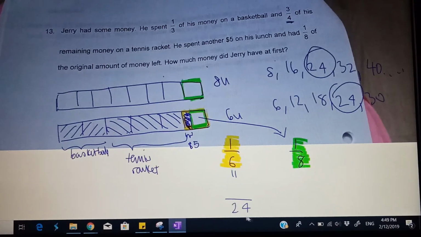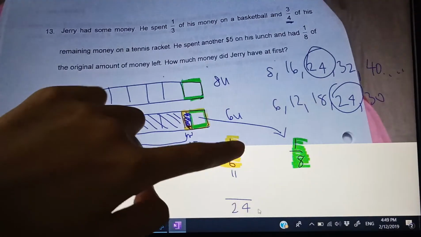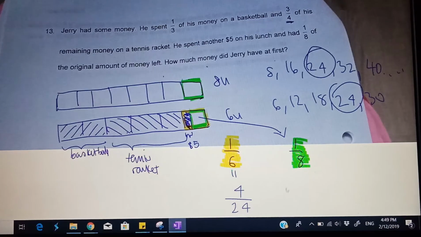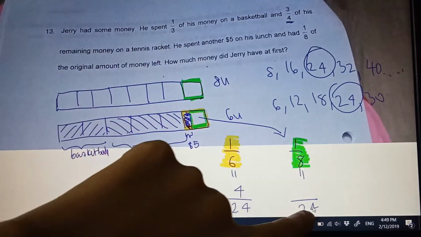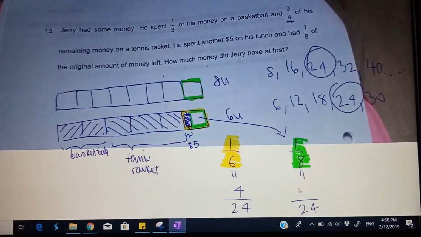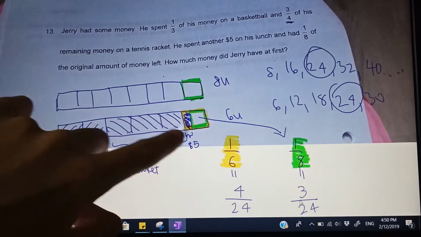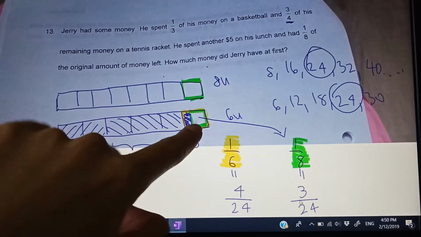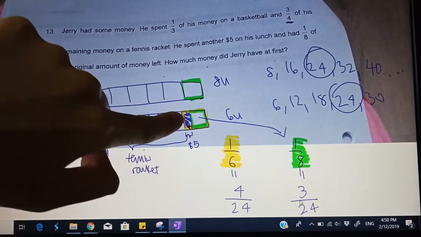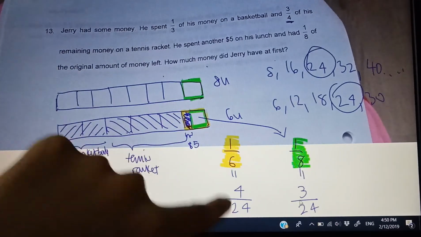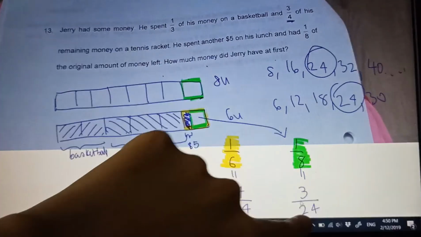So from 6 to 24, what must you do to get 24 from 6? You have to take 6 times 4. 6 times 4, right? So the numerator also 6 times 4. And then for this one, from 8 to 24, you have to times 3. So numerator also you times 3. So now you know that the yellow one, which is this green one plus the $5 over here, is 4 out of 24. And the green one is 3 out of 24.